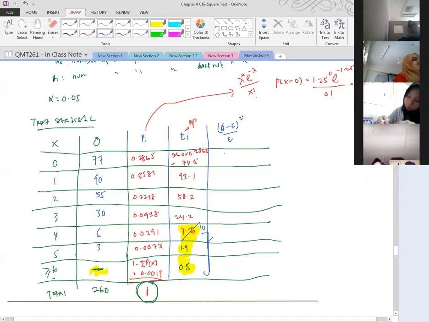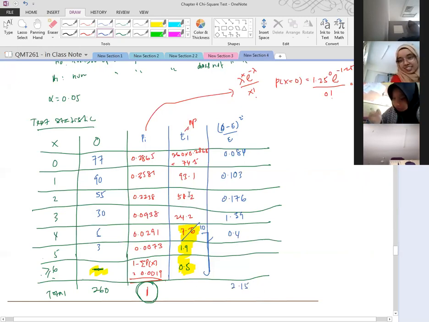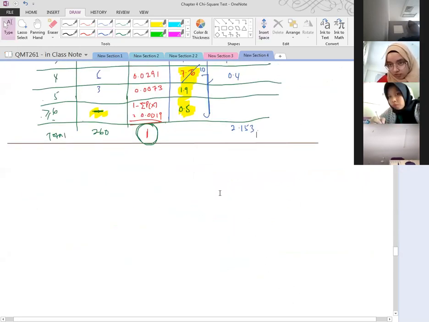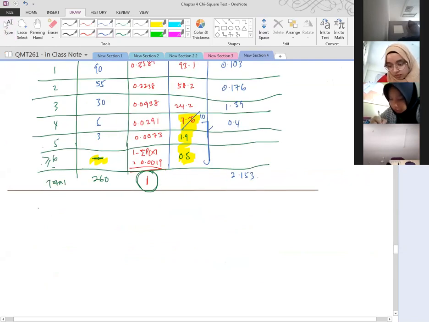So this one is 0.084. This is 0.103. This is 0.176. This is 1.39. This is 0.4. The total here should be equal to 2.153. Right. So now our chi-squared calculated is equal to 2.153.